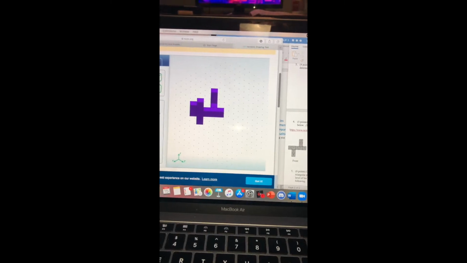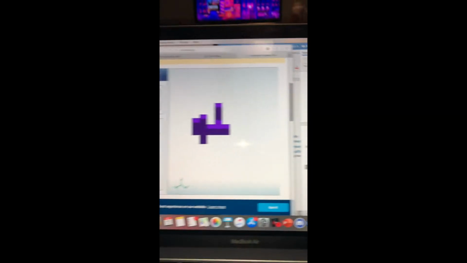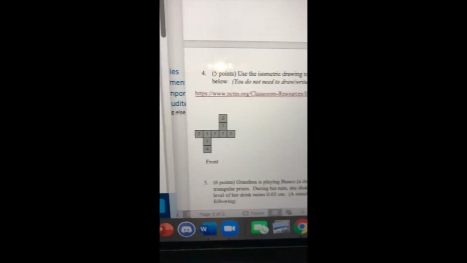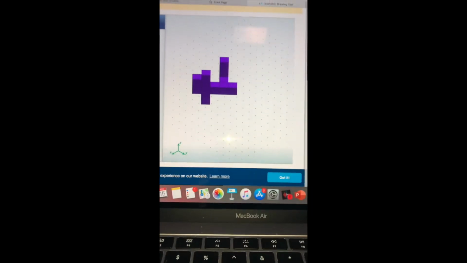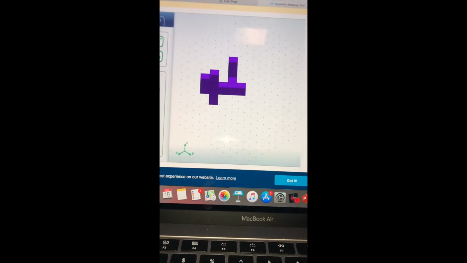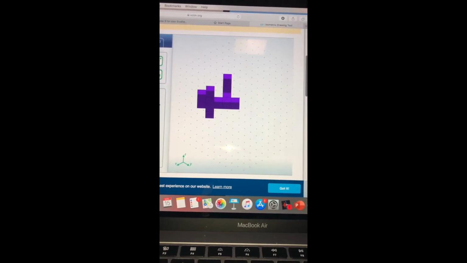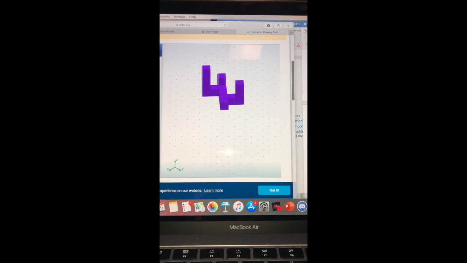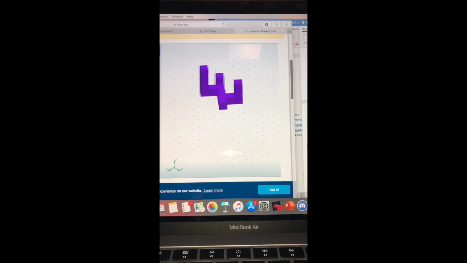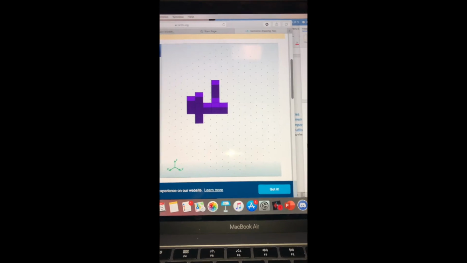So for question 4, we had to make a 3D figure of this right here. So this is my 3D figure, and it said right there that where the 4 blocks is, that's going to be the front. So this is the frontal view. There's not a lot of explaining I needed to do here, so we could turn it around if you want. But that's basically what it looks like, and this right there is the front.